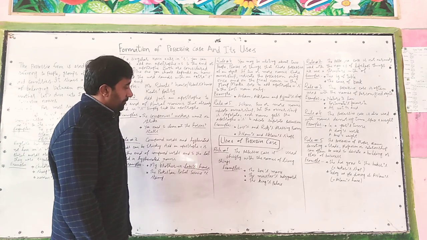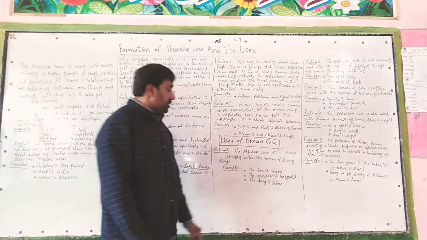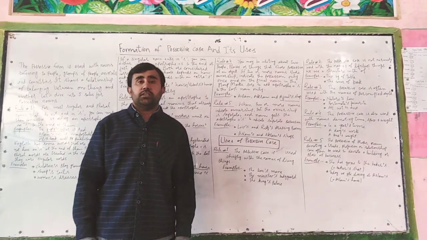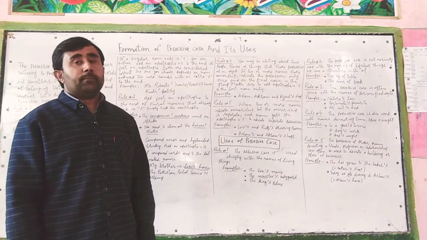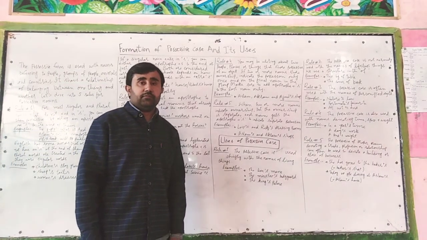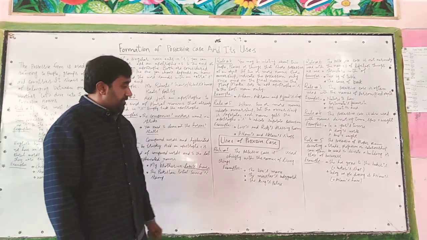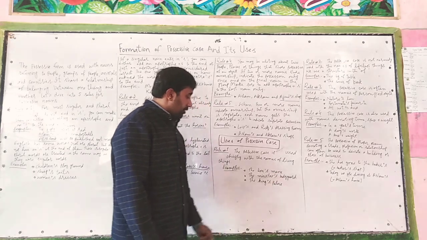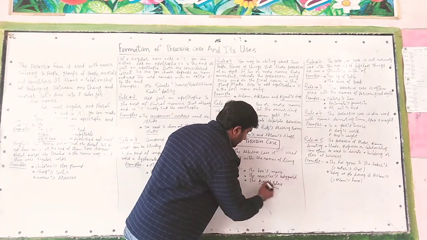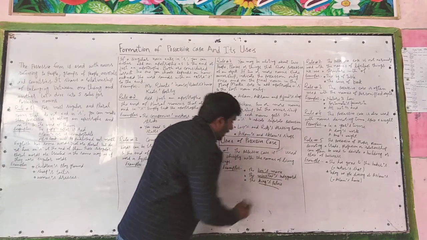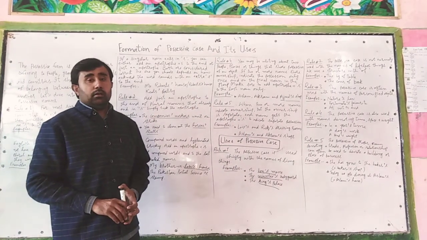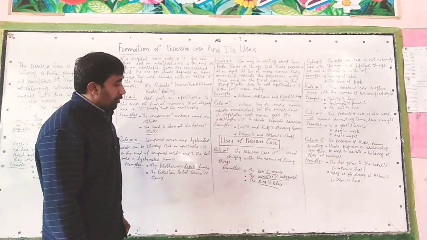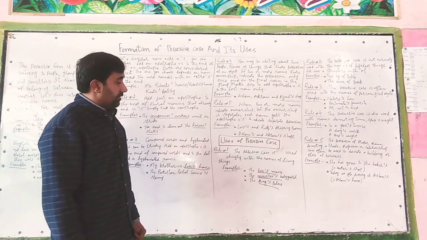Rule number 1: the possessive case is used chiefly with the names of living things, with living beings. Examples are the lion's name, the minister's bodyguard, the king's palace. See, all these nouns are living things, living beings. So we add apostrophe and S to all these living beings.